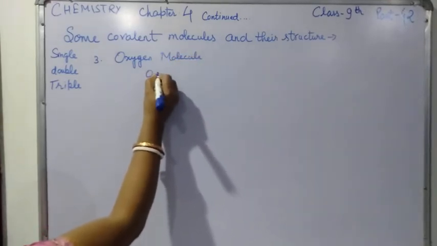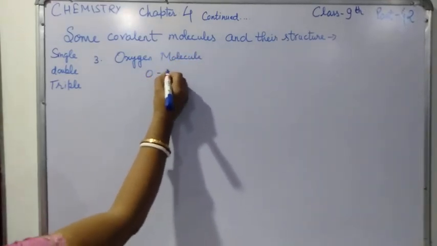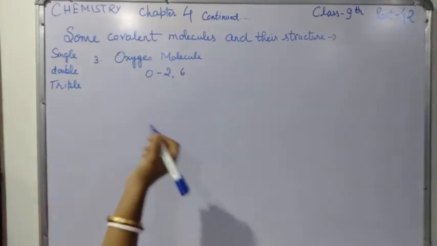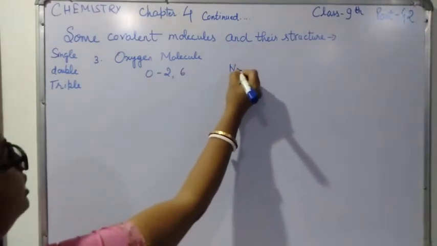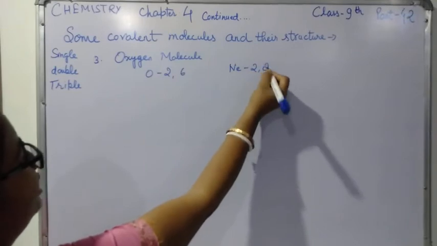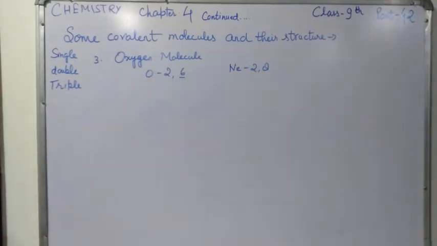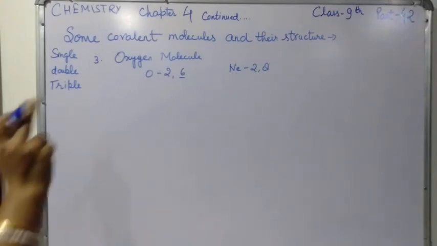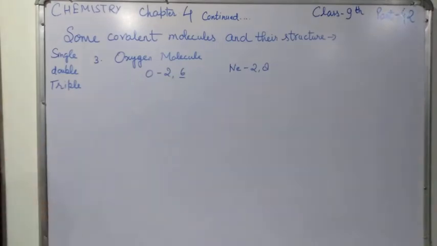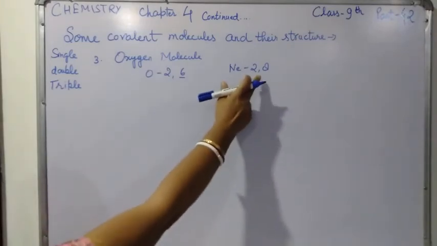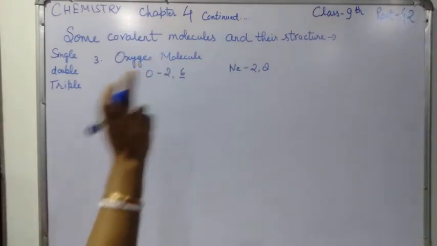Now oxygen's electronic configuration is 2,6, and its nearest noble gas is neon, whose electronic configuration is 2,8. Oxygen is two electrons short of completing its octet like its nearest noble gas. So to attain the stable electronic configuration of the nearest inert gas neon, oxygen needs 2 more electrons.